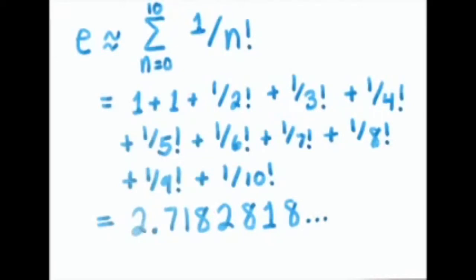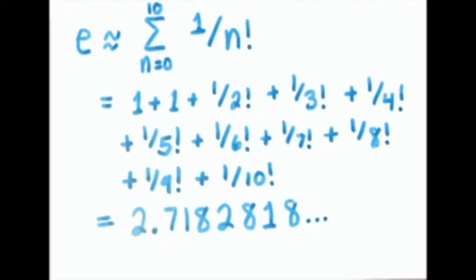And in this case, we get 1 plus 1 as we had before, plus 1 over 2 factorial, 1 over 3 factorial, plus, and so on all the way up through 1 over 10 factorial. And if we put this into a calculator and see what it evaluates to, we get 2.7182818, and then it goes on from there.